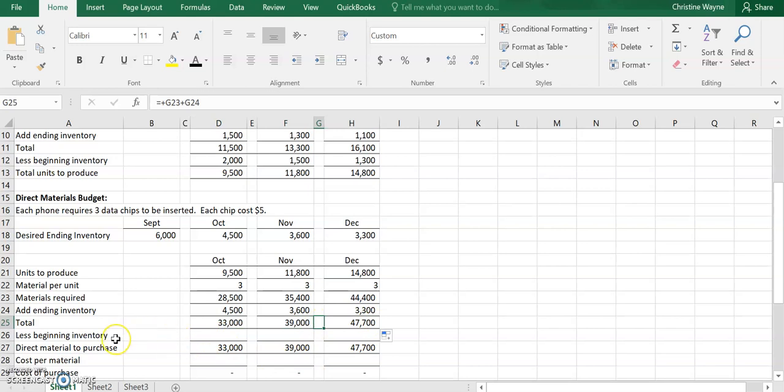So now I'm going to subtract out that beginning inventory. Again, your beginning inventory is last month's ending inventory. September 30th is going to be the same thing as October 1st. So I'm going to bring in those numbers. For November, I'm looking at October 30th. And for December 1st, I'm looking at November 31st.